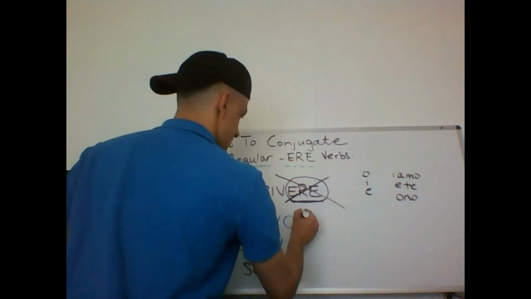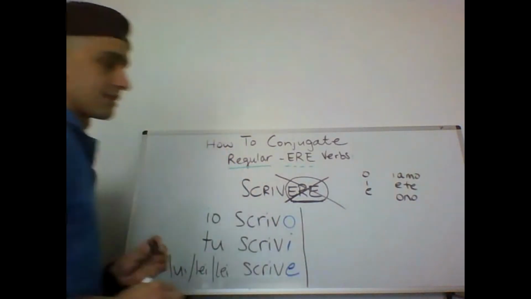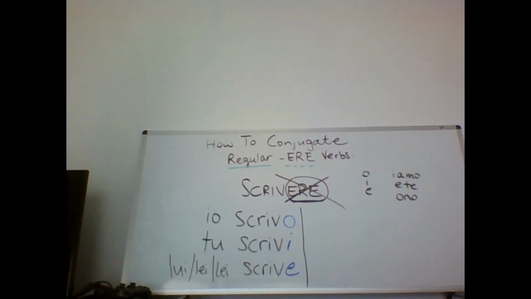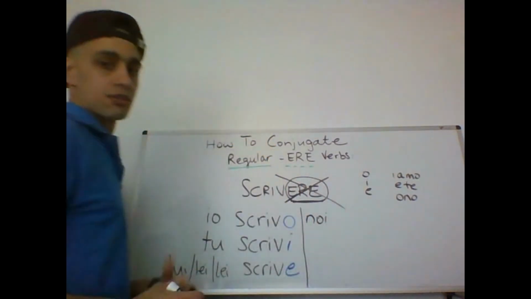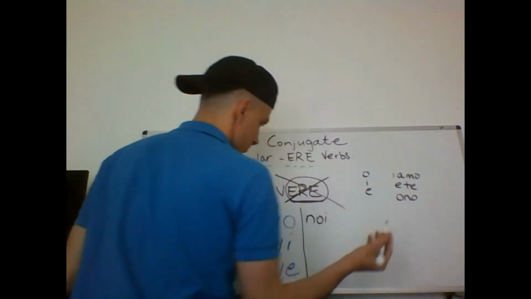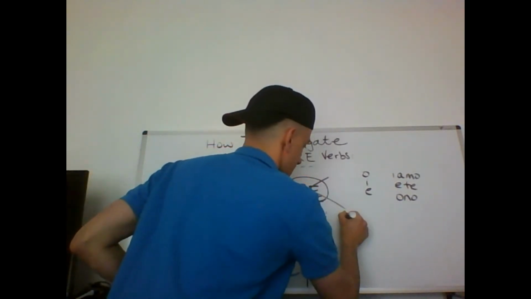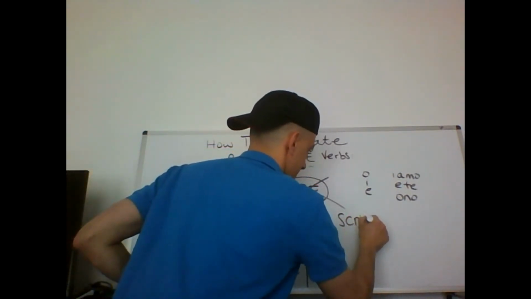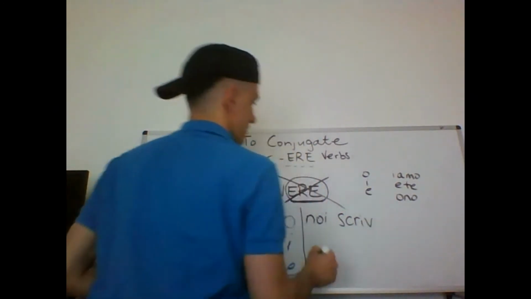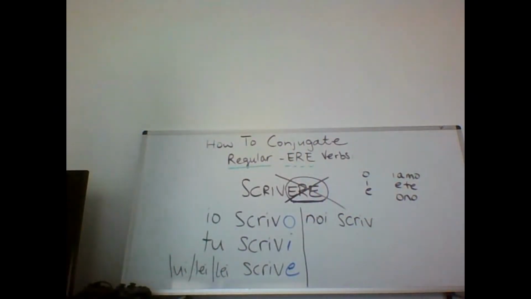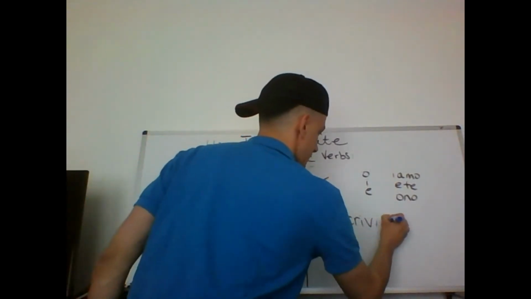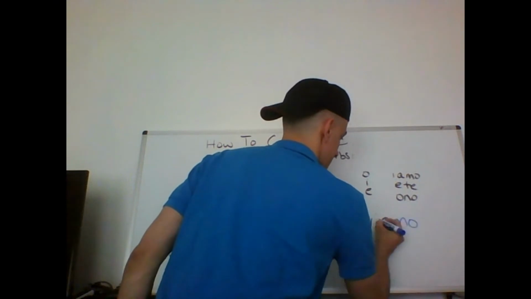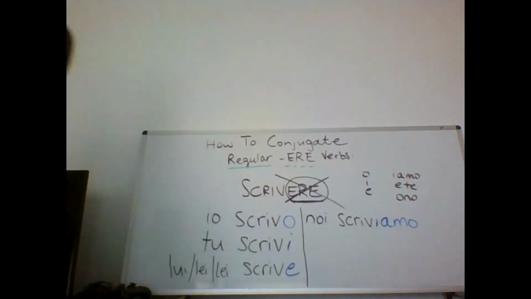So if I know that, divide this, right? Now I'm going to show you noi. We. So what are we doing right now? We write, or we are writing. There's your base. What do I add? Just like that. We write.